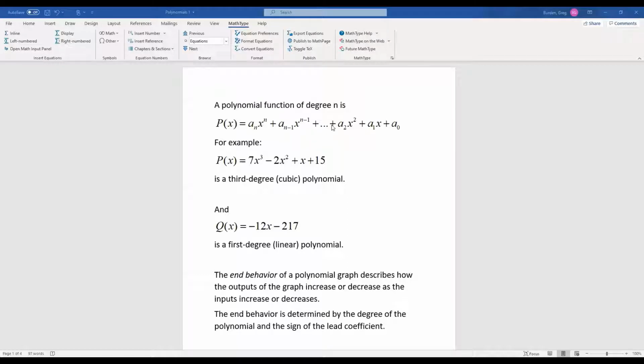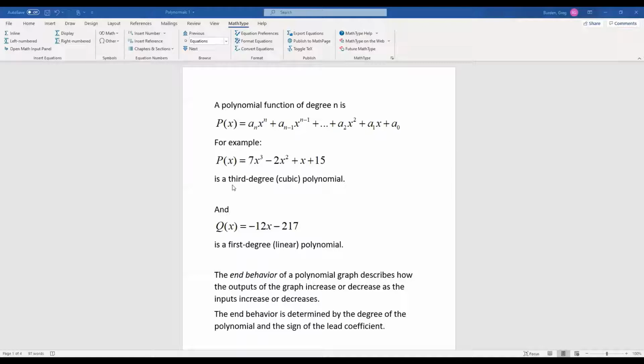I didn't write in this last sort of condition, which is that a sub n is not equal to 0, because if it were equal to 0, then it wouldn't be nth degree anymore. So we have at least that a sub n lead coefficient and an nth term, though n potentially actually could be 0, but a sub n is not 0. And you just have a constant function like p of x equals a sub 0. P of x equals 5, for example. That constant function is really a polynomial function. Though we're not too terribly interested in it because constant functions are not very exciting. Not a whole lot going on there.